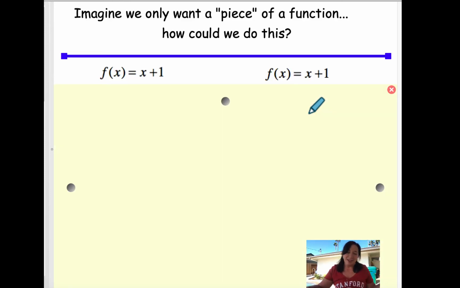But realistically, piecewise functions aren't actually a movie, and of course they don't have John Travolta or Nicolas Cage in it, though I did meet Nicolas Cage at one point. But anyway, imagine we only want a piece of that function. So you only want not an entire graph, but just a piece of it.